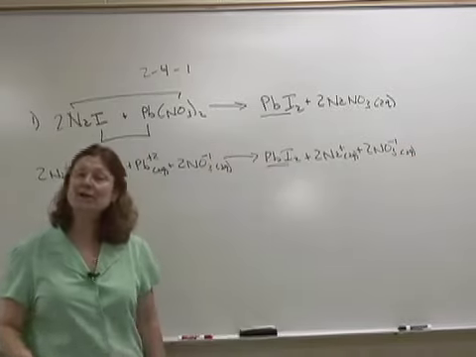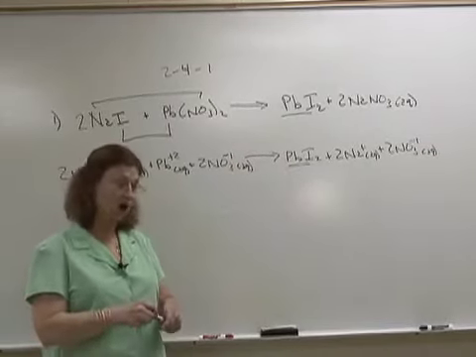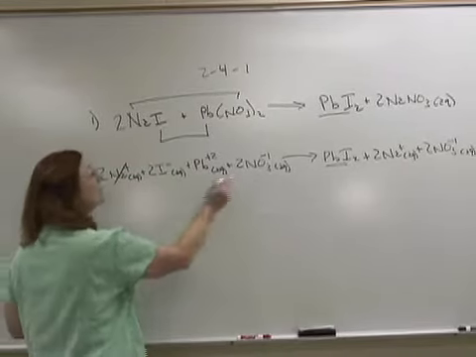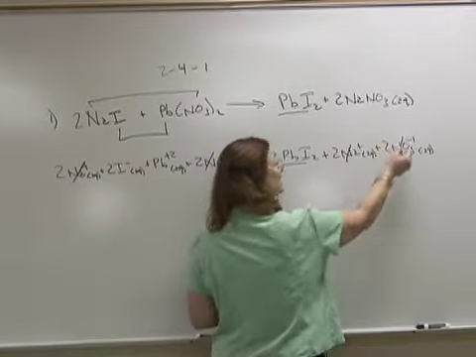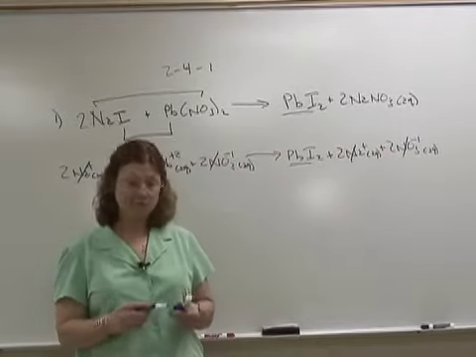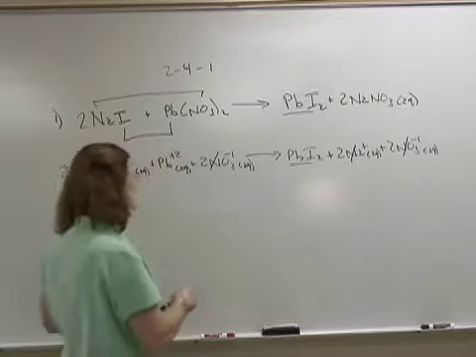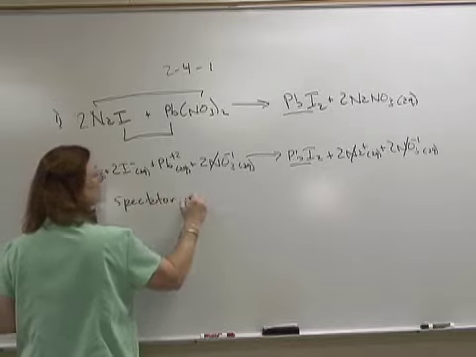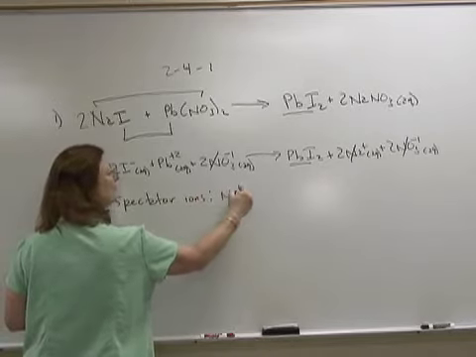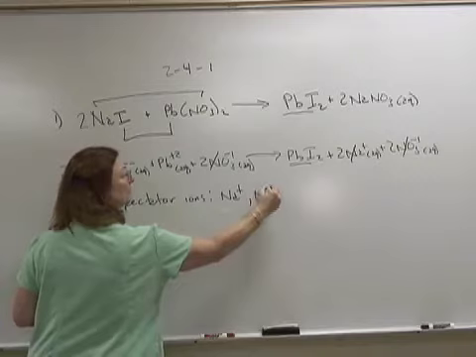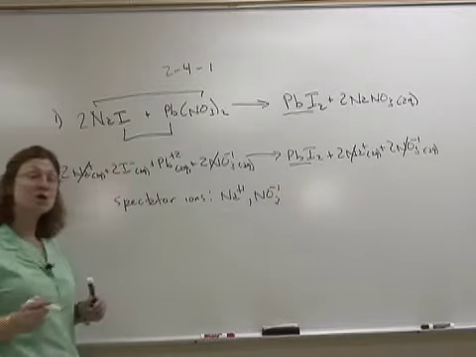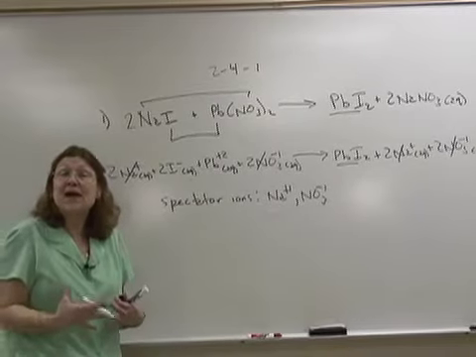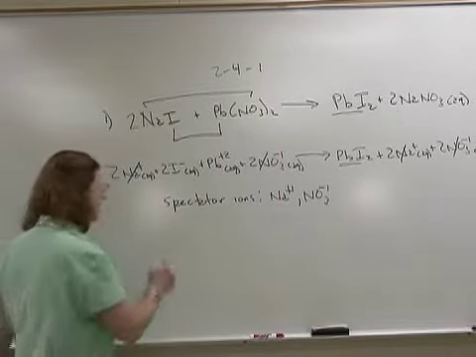Now, things that are identical on both sides are my spectator ions. And I see that my sodium ions and my nitrate ions are identical on both sides. Therefore, they are my spectator ions. My spectator ions are sodium and nitrate. And remember, they must have their charge or they're not ions. Then I remove the spectator ions, and what I'm left with is my net ionic equation.